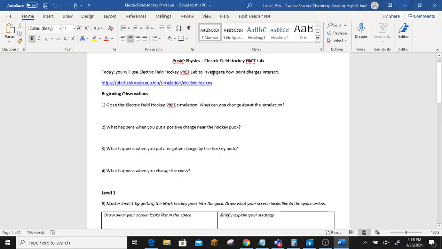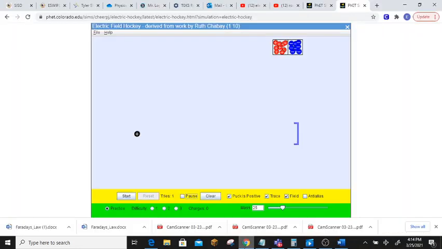Once you bring up the electric field hockey handout, you're going to click on here, or you can always copy and paste it. There should be a little screen and a little play button. When you hit play, it should take you to the electric field hockey game.